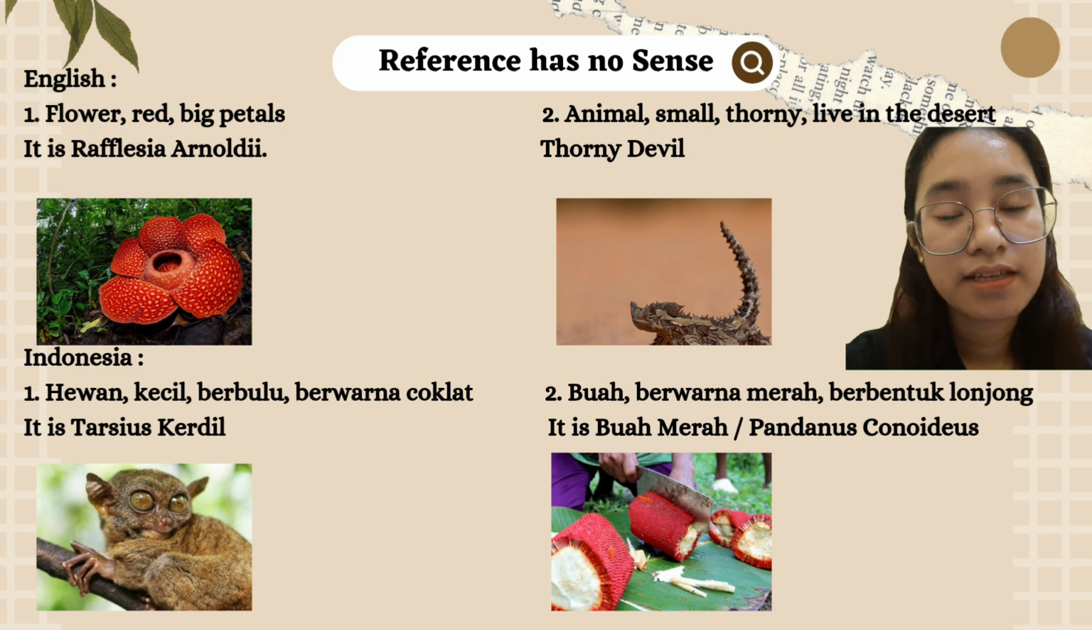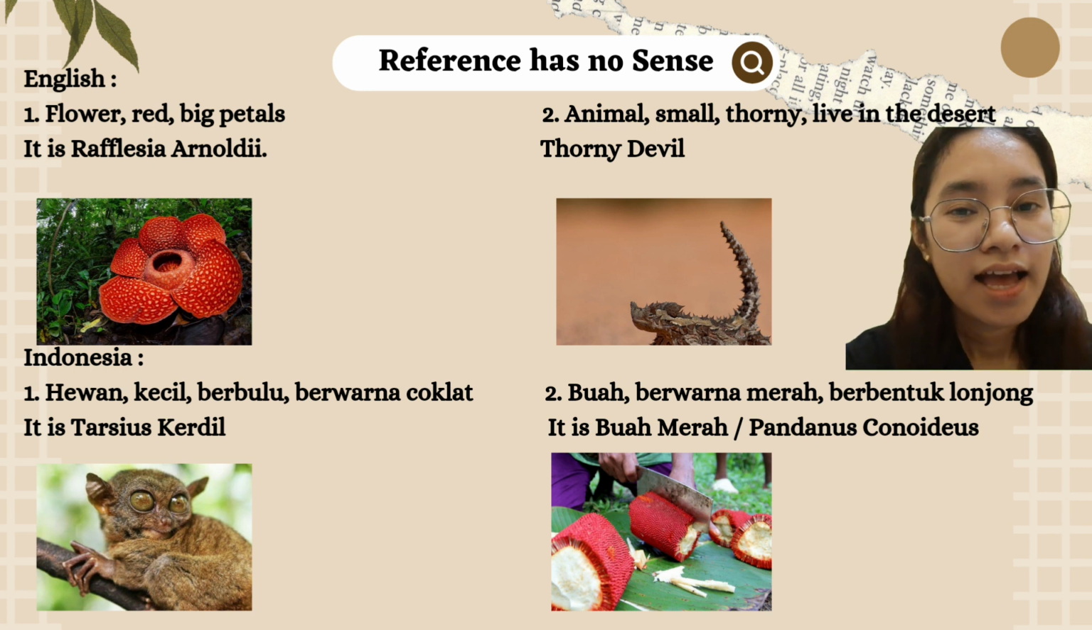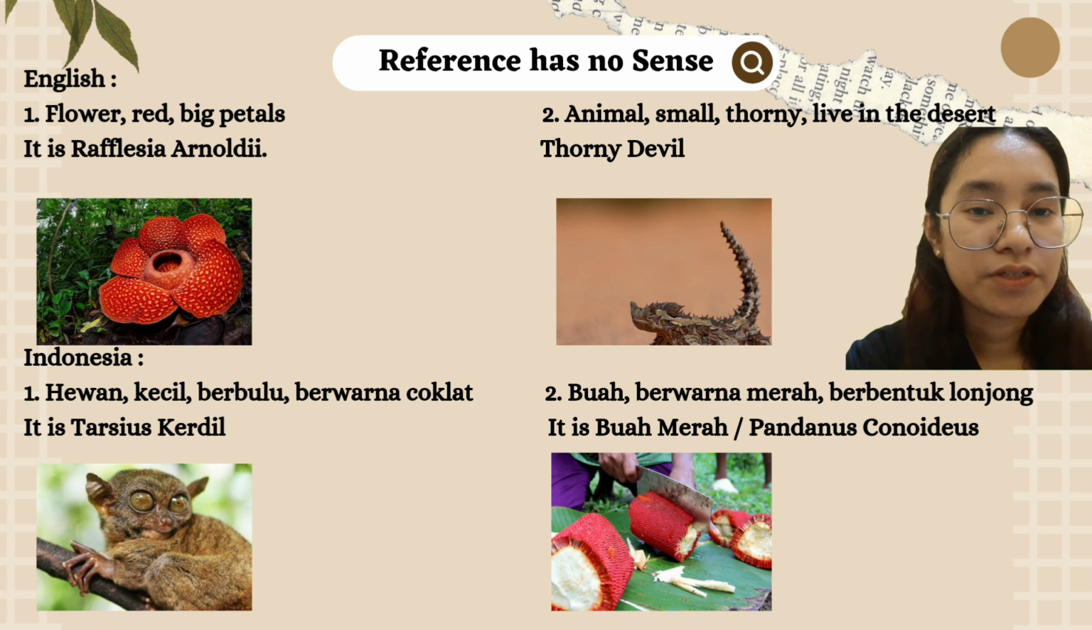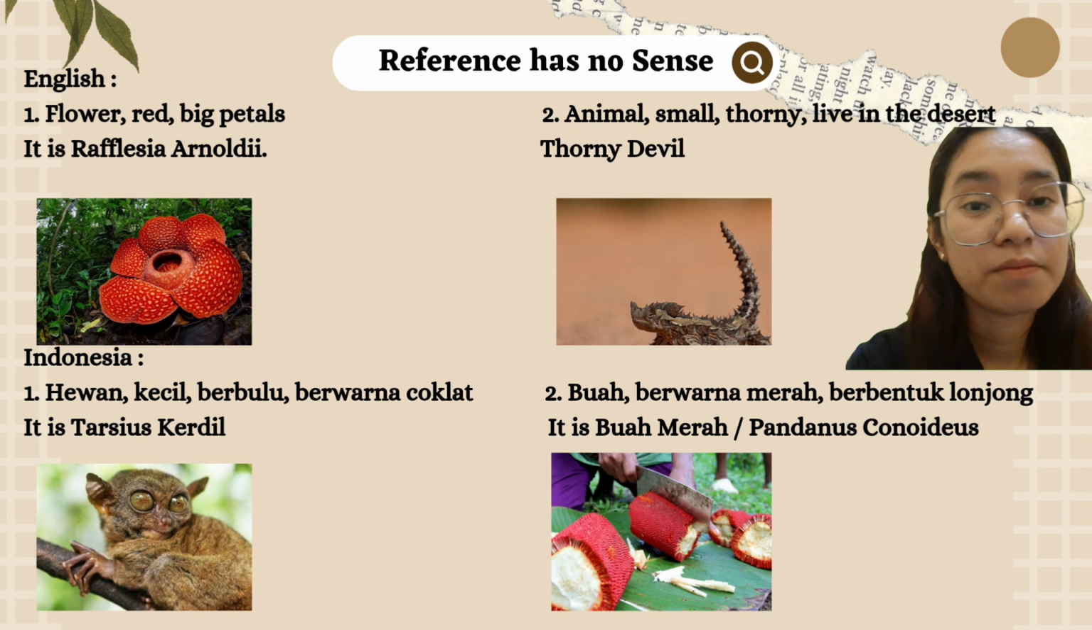And for example, in Indonesian, as you can see in the picture, the animal name is Tarsius kerdil. It's hewan, of course, kecil, berbulu, and berwarna coklat. And the second one in the picture is buah merah, the Latin name is Pandanus conoideus. It's buah berwarna merah and berbentuk lonjong.